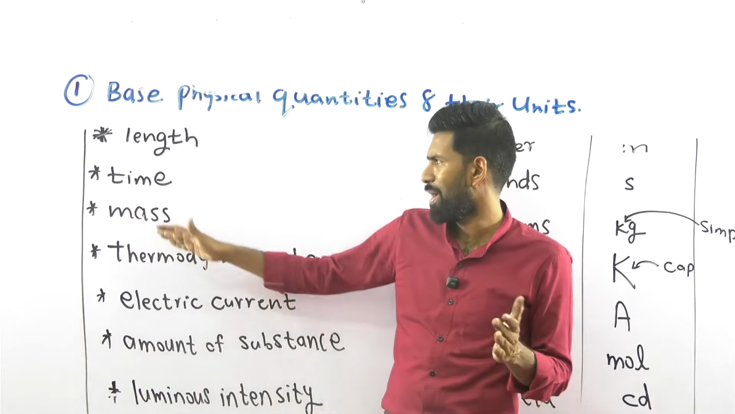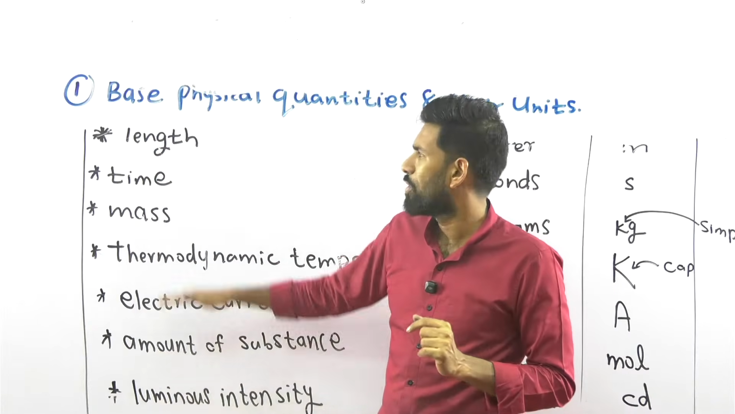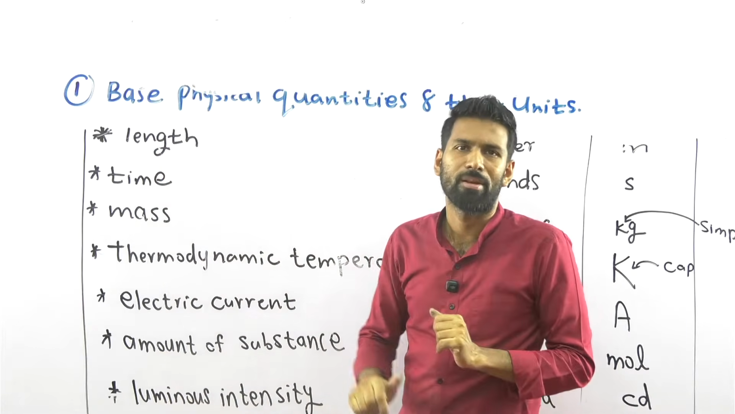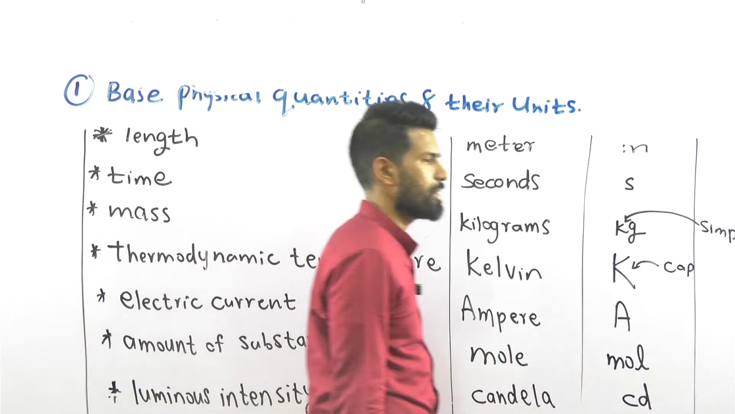To explain mass, you don't need length. To explain amount of substance, you don't need time. They are independent. Okay, write a small star mark down here.